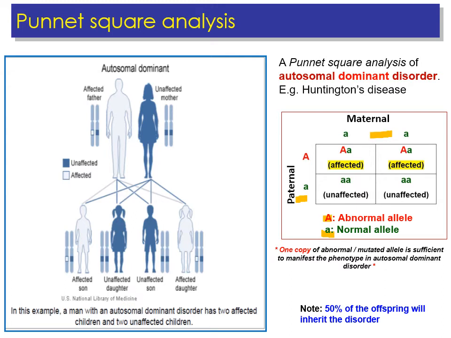Since the mother is normal, the genotype for an unaffected mother is 2 small a. When an affected father is married to a normal mother, the probability of their offspring to inherit the disorder is 0.5, which is 50%.